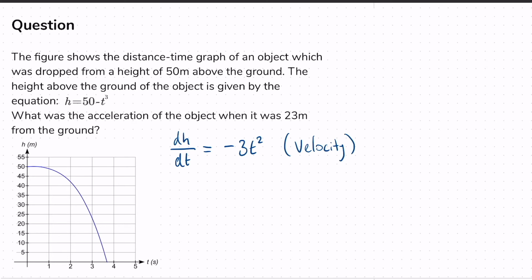But I can also determine the next step up: how quickly is my velocity changing. That's my acceleration, which is actually what this question is asking about. So the way I write this is I'm going to differentiate this again with respect to t, becoming minus 6t. And this is acceleration.